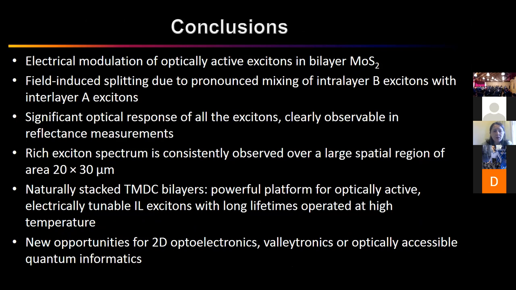So in conclusion, we show that the electric modulation of optically active excitons is possible in bilayer MoS2. The application of a perpendicular electric field can create a type 2 band alignment, which can cause the degenerate exciton to split with large and opposite Stark shifts. We have also looked at calculations to trace the field-induced splitting of these several exciton peaks, and it is basically due to mixing of the intralayer B exciton with interlayer A excitons, and this explains the significant optical response of all the excitons, which makes them clearly observable in the reflectance measurements.